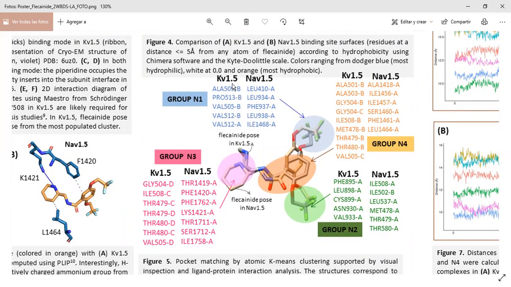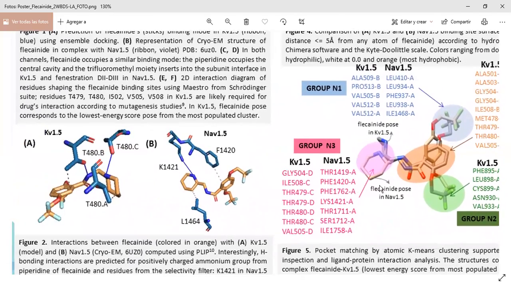Importantly, groups in Kv1.5 show similar physicochemical nature with their counterparts in Nav1.5. That is, group 1 is hydrophobic in both channels. Groups 2 and 4 are mostly hydrophobic in both channels, and group 3 is mostly hydrophilic in both channels. Importantly, two residues included in group 3 that belong to the selectivity filter in both channels form hydrogen bonds with the protonated ammonium of the piperidine ring of flecainide in both channels.